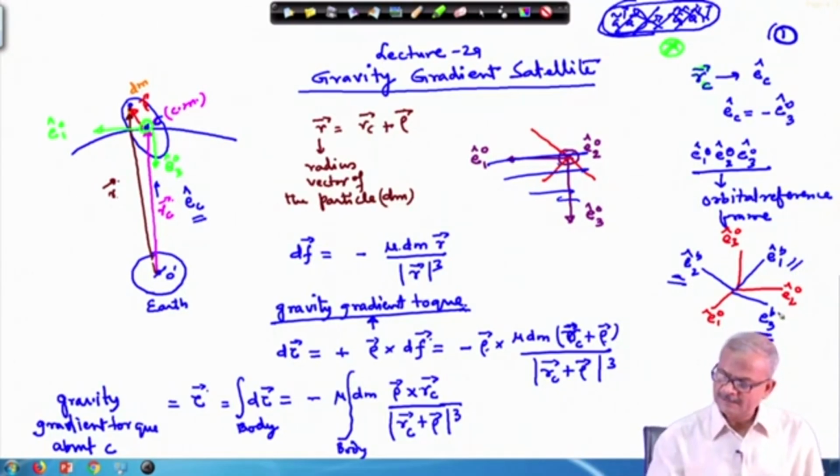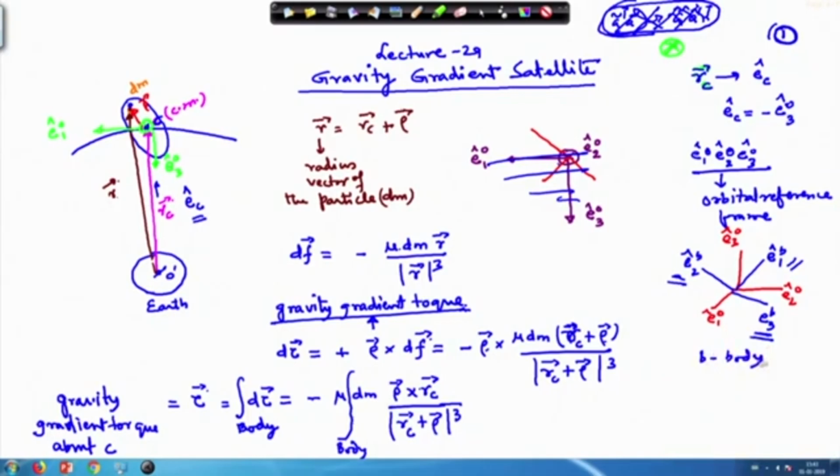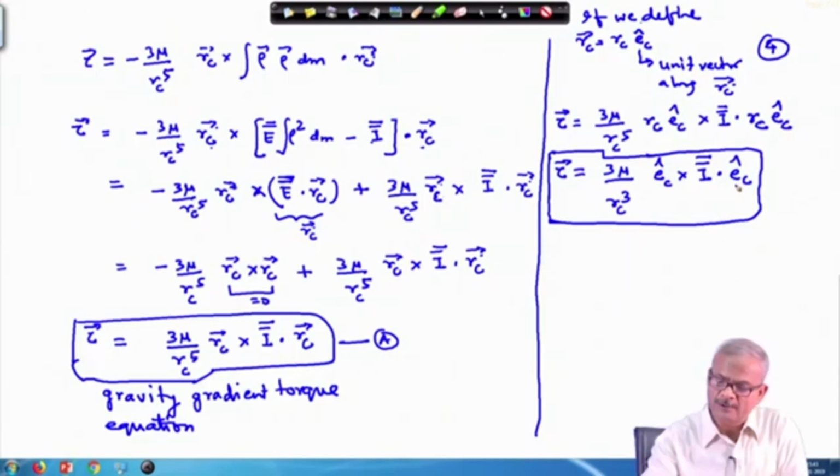B tag stands for the body axis, and then this O stands for orbital axis. Okay, so we need to convert this into proper format.